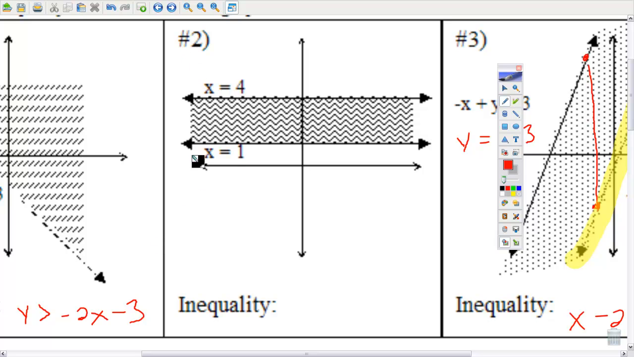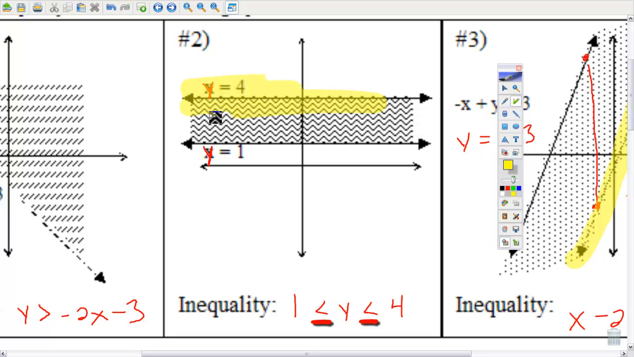Now there's a mistake here on number 2. This should say y equals 4, y equals 1. So for the inequality, the top part is 4, the bottom is 1. Everything between is shaded. So when you write the inequality, write the smallest thing on the left. The smallest thing is 1, the lowest part in this case. The biggest thing on the right, that's the highest part, that's 4, and the variable between is y. We're saying y is bigger than 1, y is less than 4.